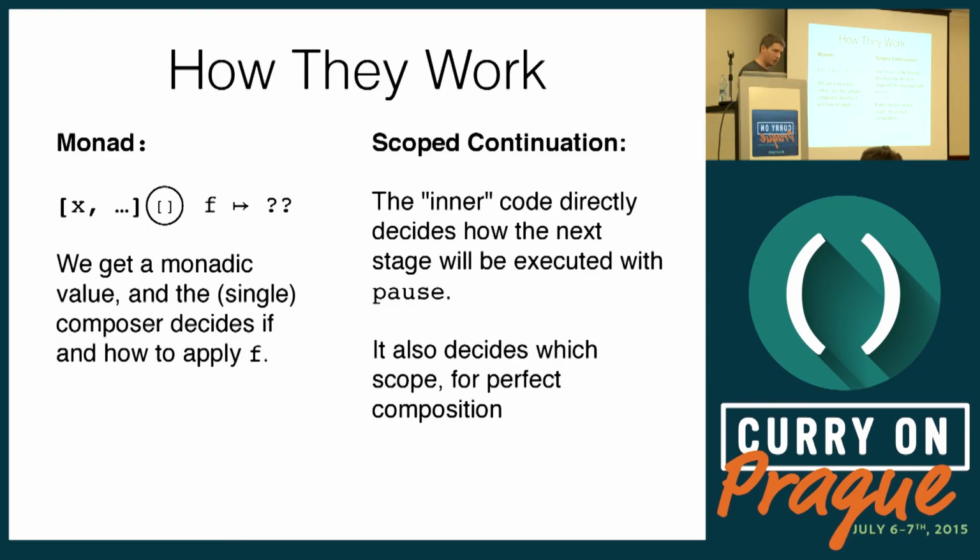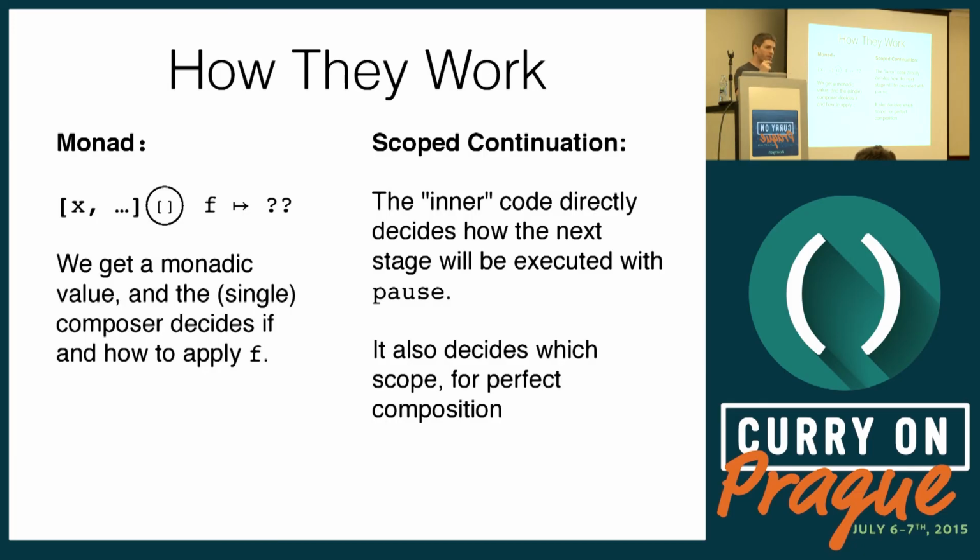With a scope continuation, the inner code, the function, like the throw, the produce, that we called at the bottom or top of the stack, the innermost frame, directly decides how the next stage will be executed with pause. Every time we call pause, it's like evaluating f again, the next step. And it also decides which scope to talk to.